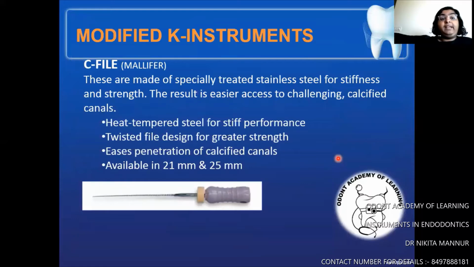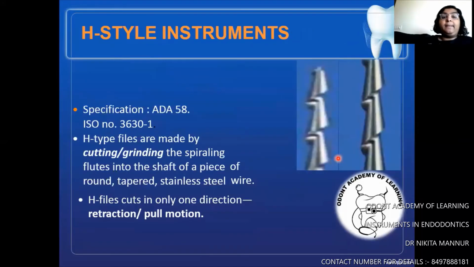Coming to the modified K instruments, we have a C file which was specifically used for penetration of calcified canals. These are made of specially treated stainless steel for stiffness and strength, and the result is easier access to challenging calcified canals. It is a heat tempered file. It has a twisted file design for greater strength, and it easily penetrates calcified canals.